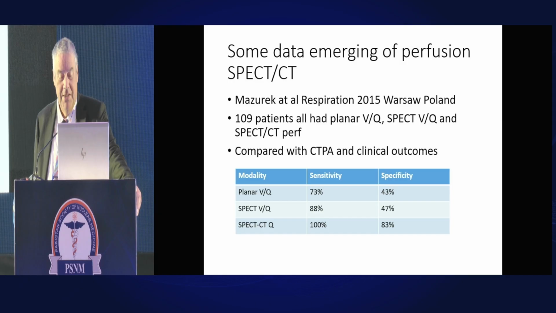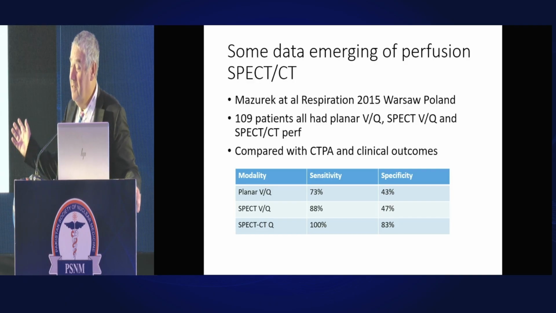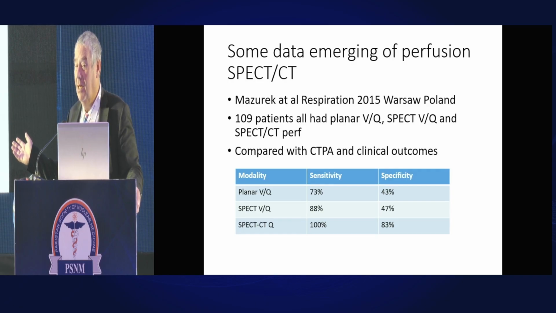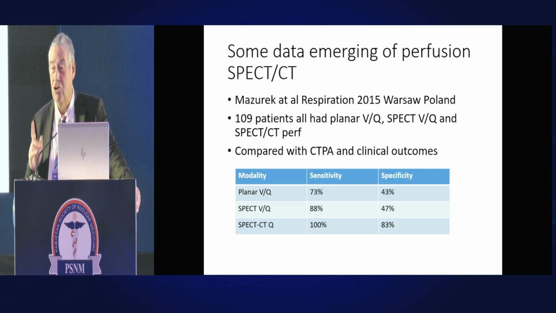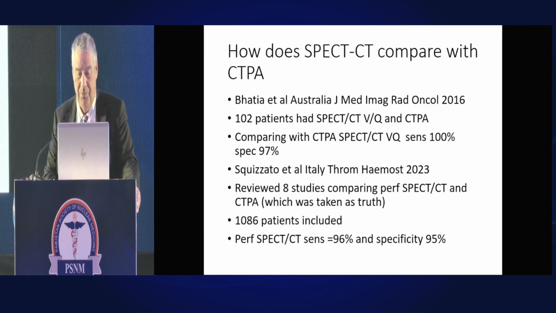If you look at the sensitivity and specificity, as you move towards perfusion SPECT-CT, you improve significantly both the sensitivity and specificity. Now, the specificity is not 100%, okay, but it's still pretty good. But the important thing is the sensitivity is 100%. That means you're picking up all the pulmonary emboli, which is what we want to do.